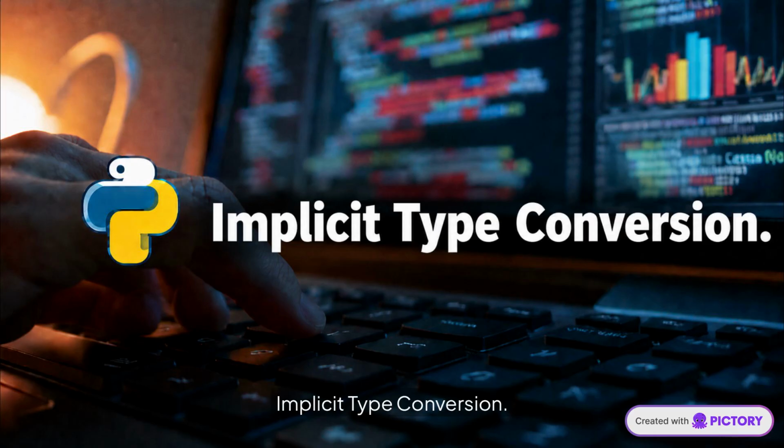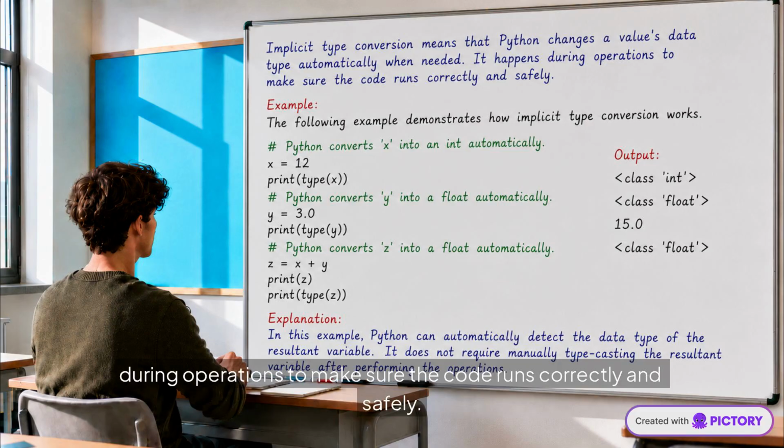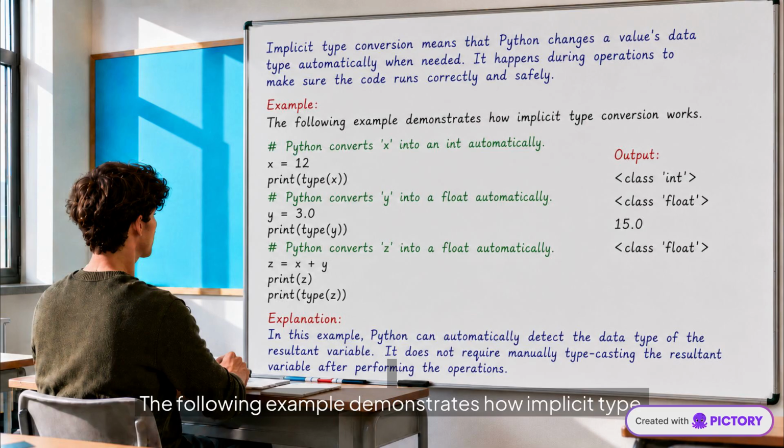Implicit type conversion. Implicit type conversion means that Python changes a value's data type automatically when needed. It happens during operations to make sure the code runs correctly and safely. Example. The following example demonstrates how implicit type conversion works.